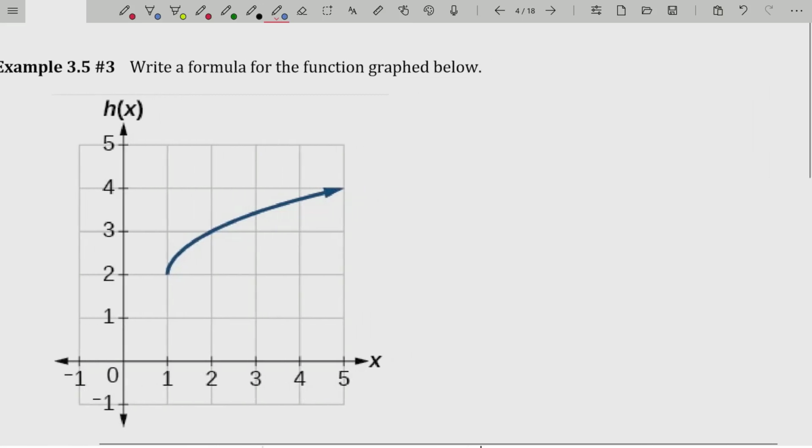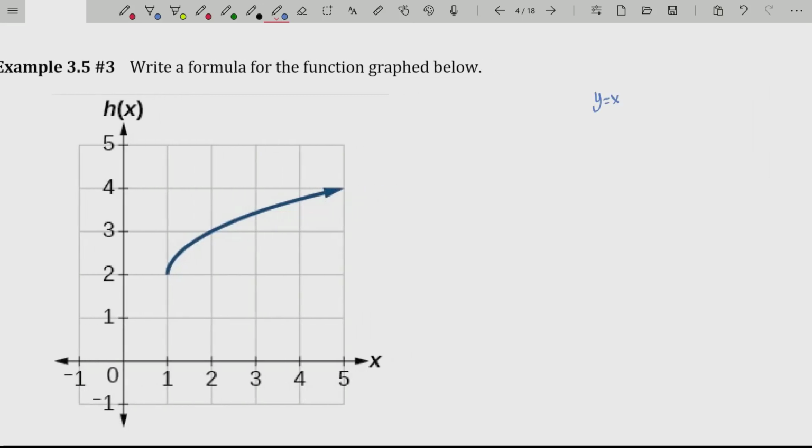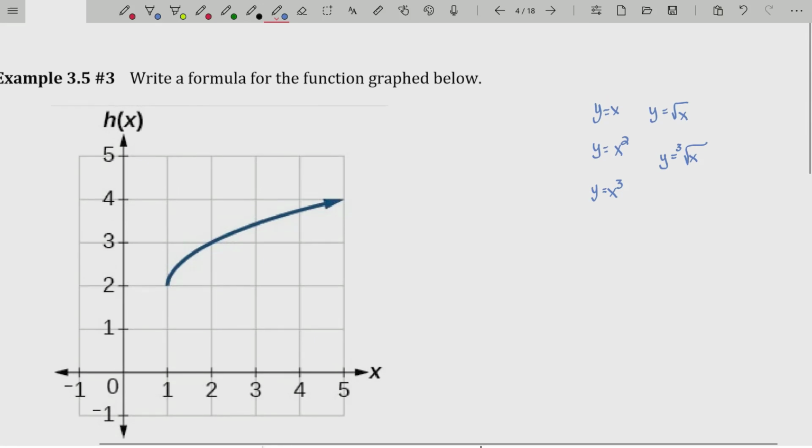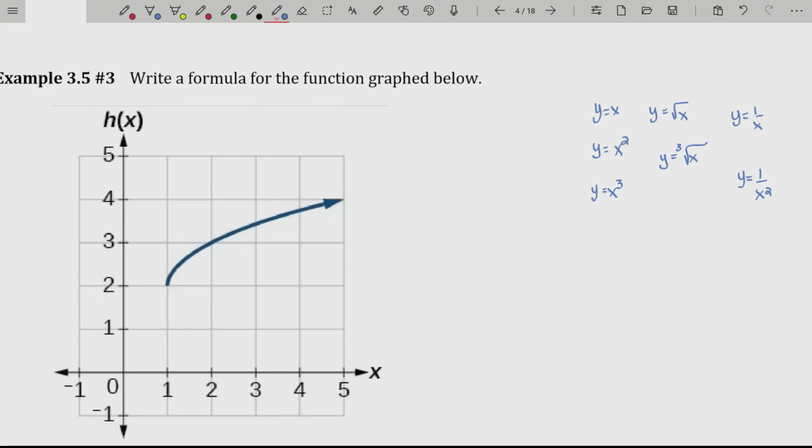The base functions you should know, and I'm not going to graph them, but you should know how to graph y equals x, y equals x squared, y equals x cubed. You should know how to graph their roots, so y equals the square root of x, y equals the cube root of x. You should be able to graph reciprocals, y equals 1 over x, and y equals 1 over x squared. Right there you can see I have 7 functions, and I told you there's 8, possibly 9.